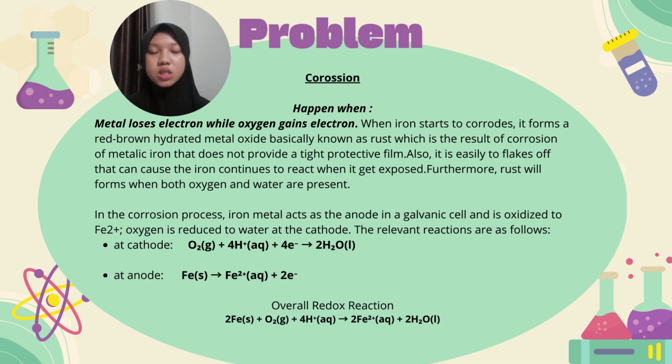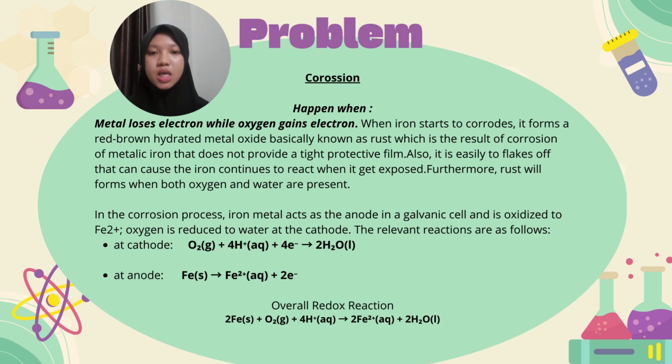For instance, when iron starts to corrode, it forms a red-brown hydrated metal oxide, or as we all know it, rust, which is the result of corrosion of the metal ion that does not provide a tight protective film, or we can say it is not stronger than before. It will get weakened. Also, it easily flakes off, which can cause the iron to continue to react when it gets exposed. Whenever it gets exposed, it will become weaker than before. Furthermore, rust will form when both oxygen and water are present.